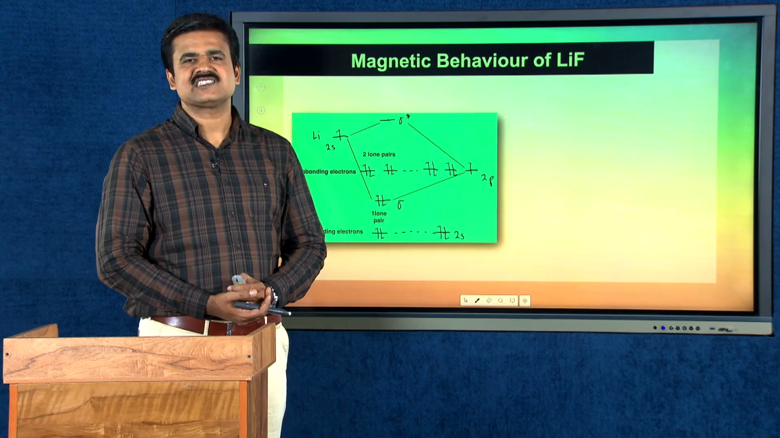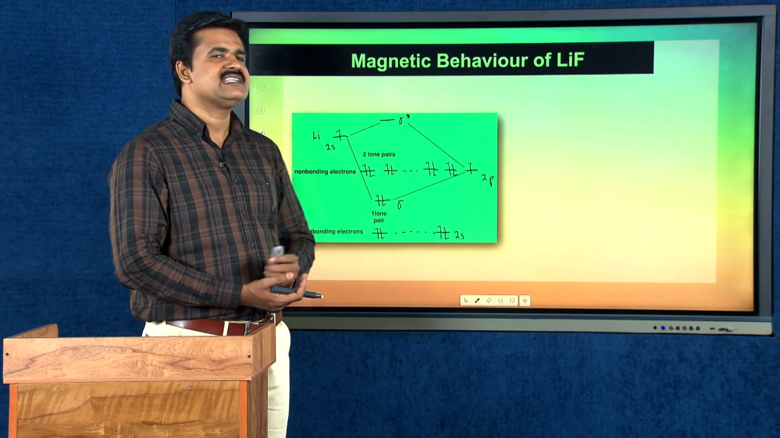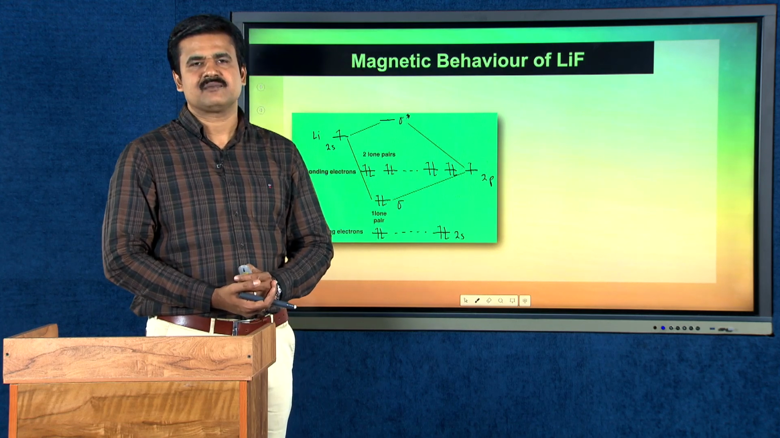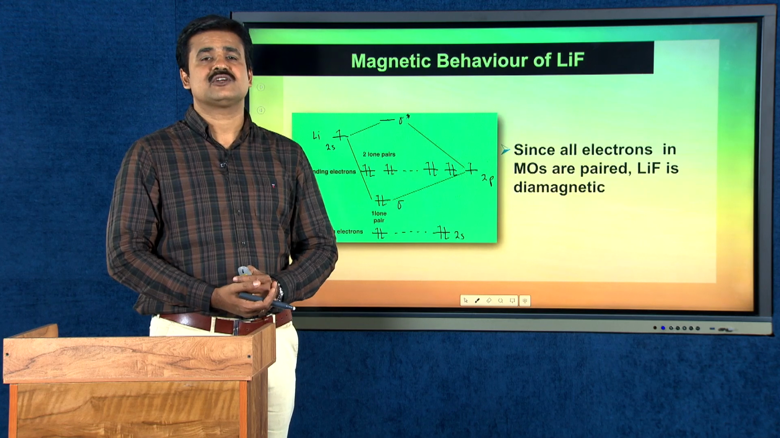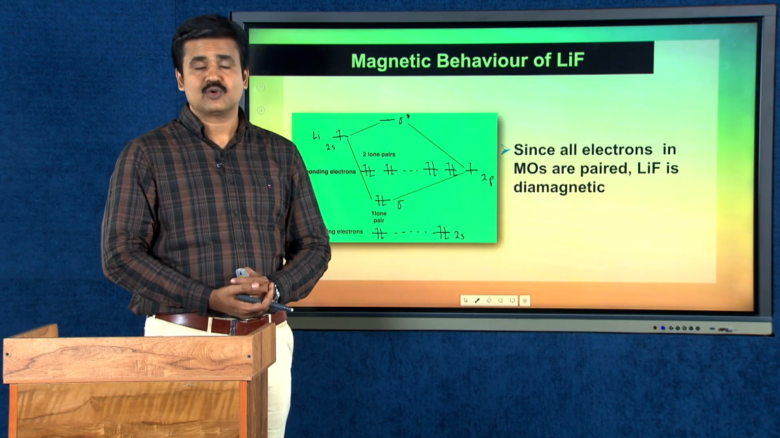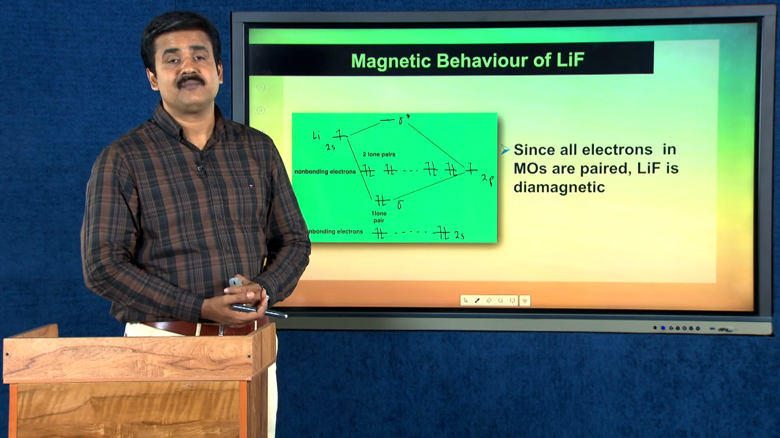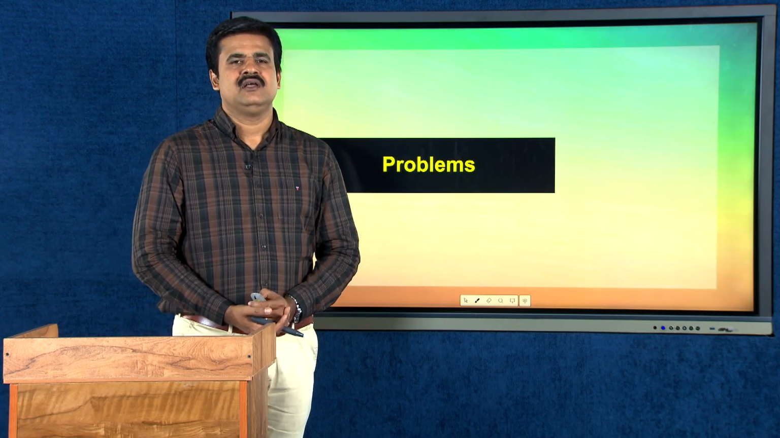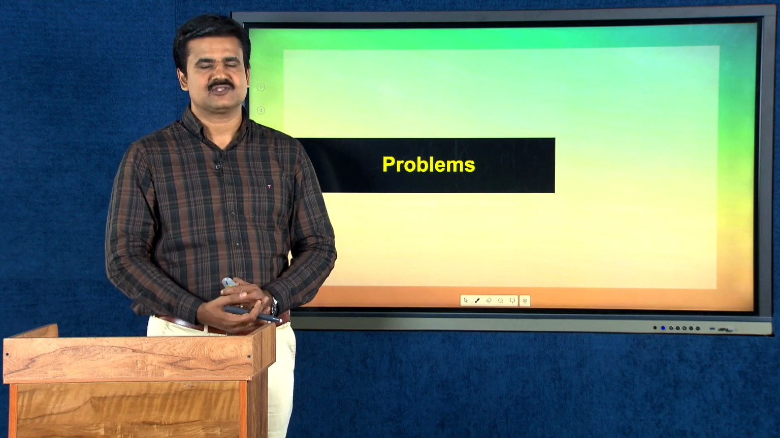Now the magnetic response or magnetic behavior of lithium fluoride molecule: in the MO diagram it is very well clear that no electrons are present as unpaired, or no unpaired electrons are present. Since all the electrons in the molecular orbitals are paired, you can say that the lithium fluoride molecule is a diamagnetic molecule. Now we are focusing on some problems based on the concepts we have learned so far.